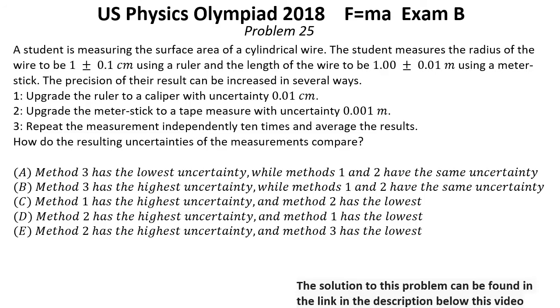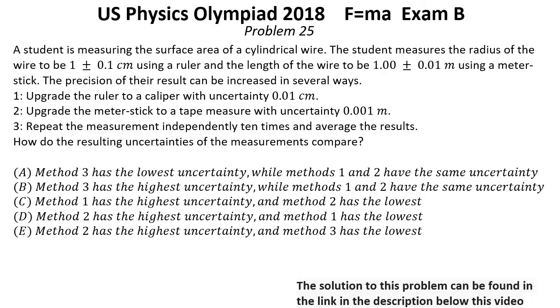Problem number 25. A student is measuring the surface area of a cylindrical wire. The student measures the radius of the wire to be 1 plus minus 0.1 centimeters, using a ruler, and the length of the wire to be 1.00 plus minus 0.01 meters, using a meter stick.